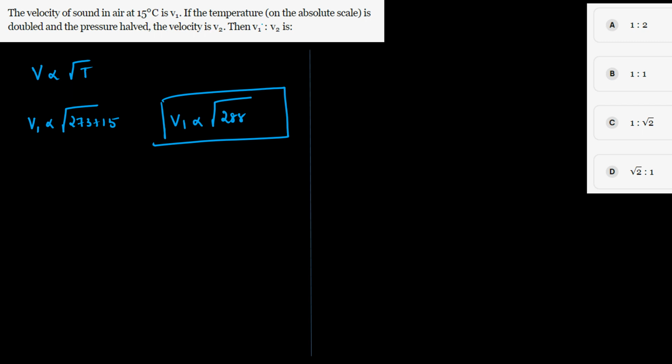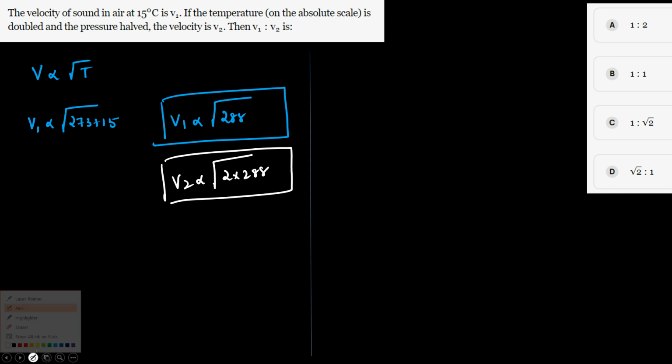Okay. Now if the temperature is doubled and the pressure is half, the velocity v2, then V1 is to V2 will be what? So here what is asked? Pressure is halved, right? But pressure is halved or pressure is doubled, does it really matter for velocity? No, because in the formula V is not dependent upon pressure at all. So we just have to double the temperature. So I can write V2 is directly proportional to 2 multiplied by 288. Now we should take the ratio and we should be getting our answer.